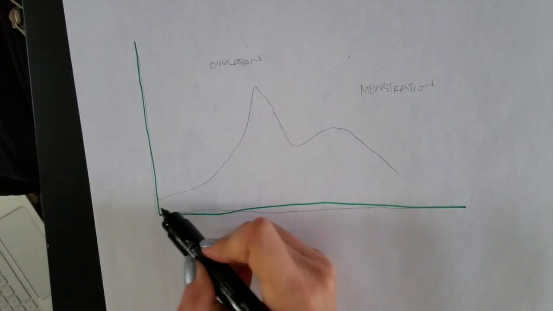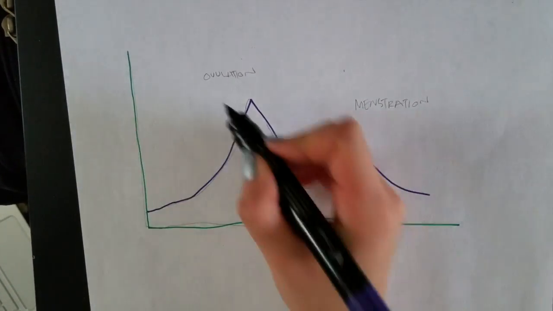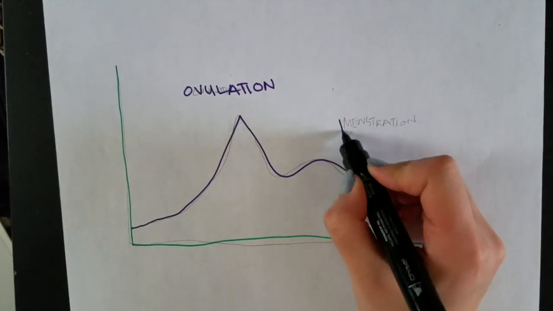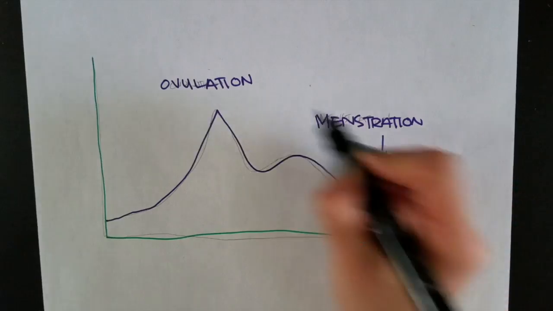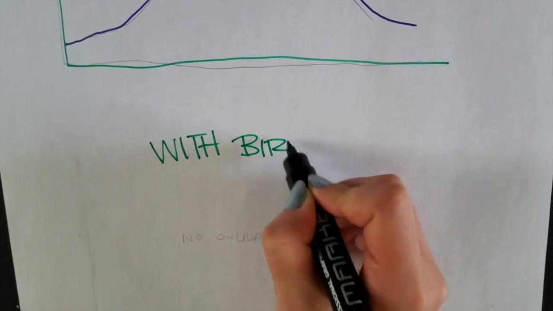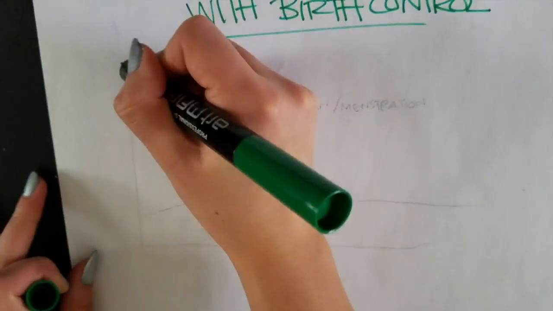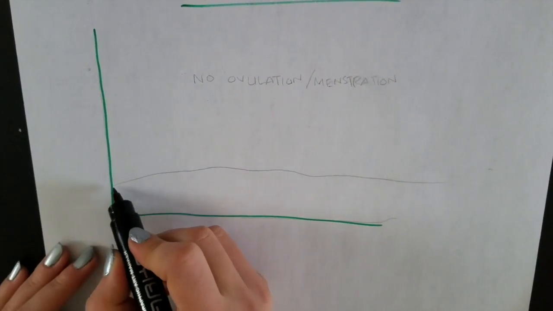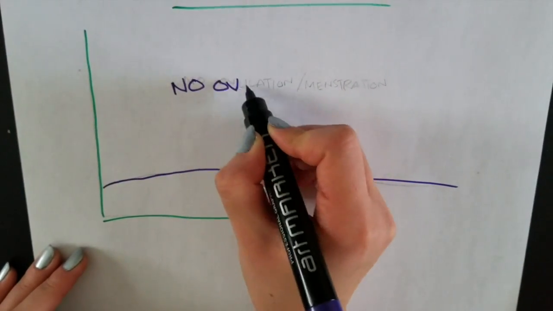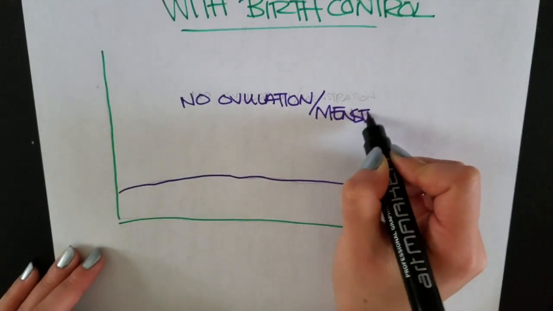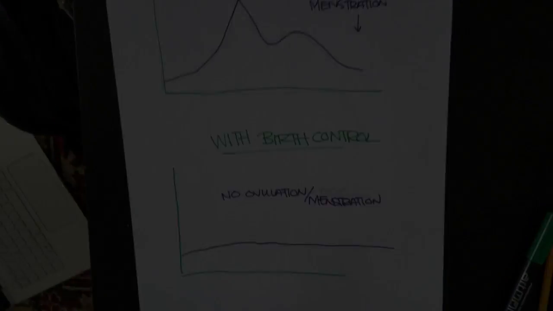So here's a graph of estrogen levels throughout the menstrual cycle. As you can see, it peaks during ovulation and dips during menstruation. However, on hormonal pill-form birth control, the body gets doses of a synthetic estrogen, which keeps estrogen levels in the body steady, so there's no ovulation or menstruation.